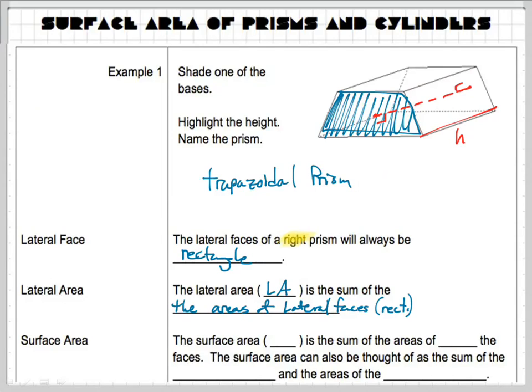All right, surface area. The surface area, SA, is the sum of the areas of all faces. Of all the faces. The surface area can also be thought of as the sum of the lateral area and the areas of the bases.